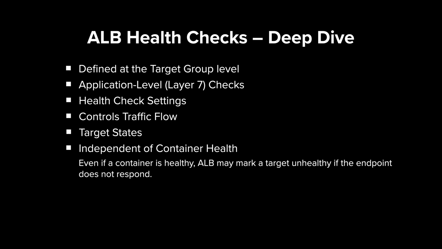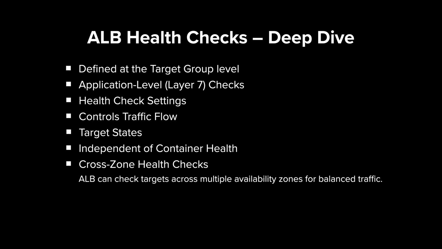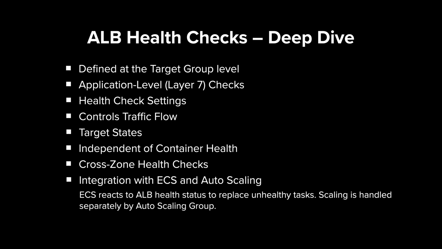It's important to note that ALB health checks are independent of container health. Even a healthy container can be marked unhealthy if the endpoint does not respond. ALB can also perform cross-zone health checks to ensure balanced traffic across multiple availability zones. ALB health status is used by ECS to replace unhealthy tasks, and by the auto-scaling group to manage scaling actions, ensuring both task health and capacity are maintained. EC2 health checks will be covered in detail in a future video on ECS auto-scaling.